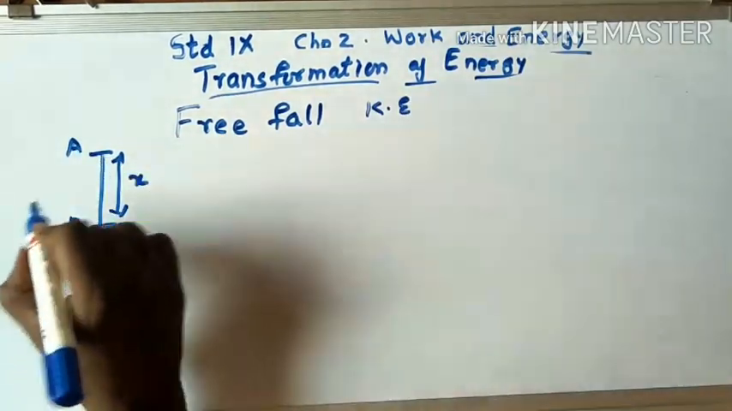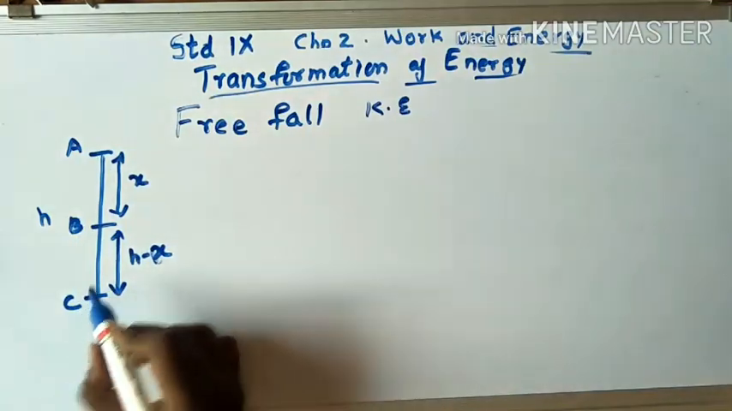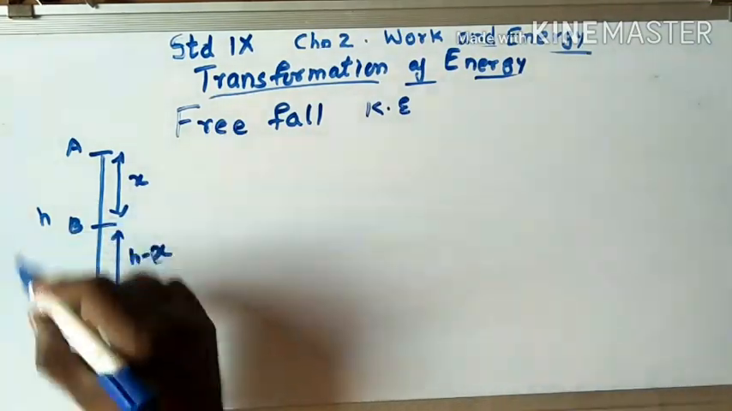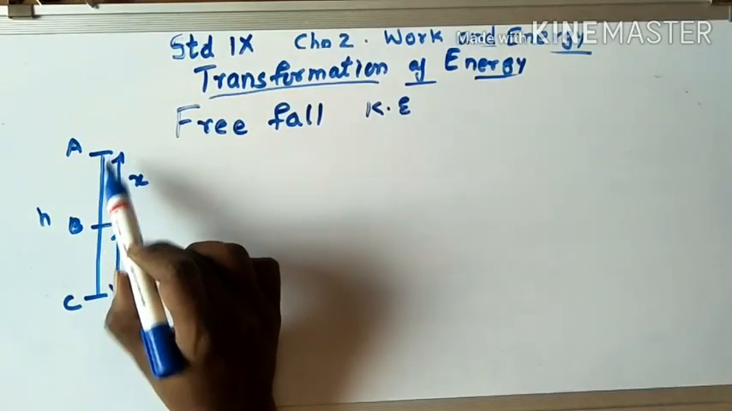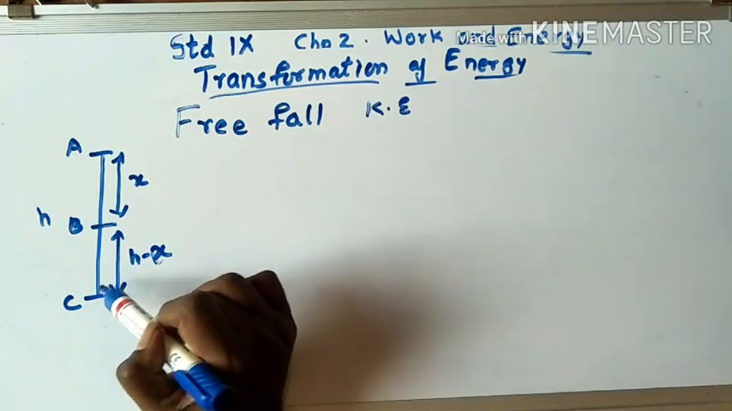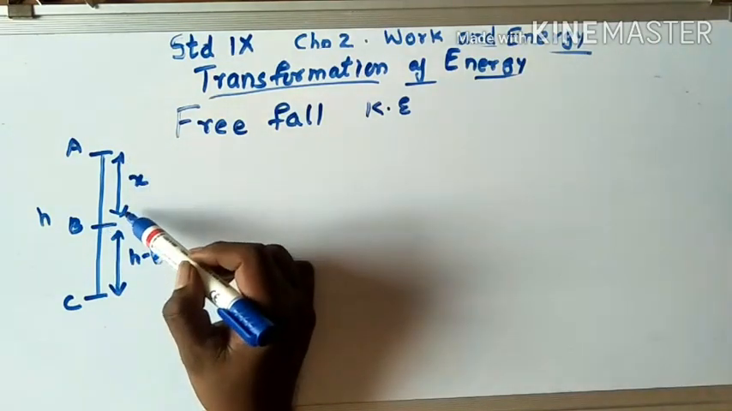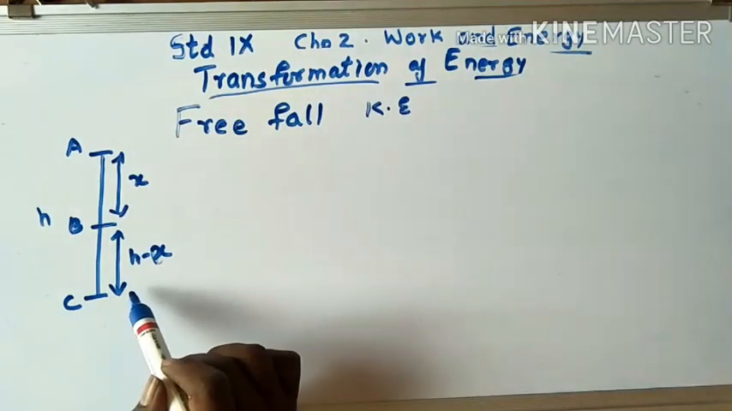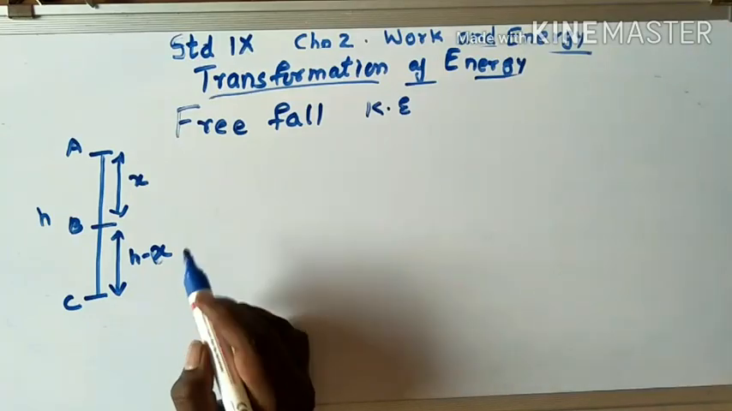Because this AC is the height h, AC is height h, x. So this will be h minus x. So as shown in the figure, the point A is at the height h from the ground. Let the point B be at a distance of x vertically below A. Let point C be on the ground directly below A and B. So let us calculate the energy of object at A, B and C.